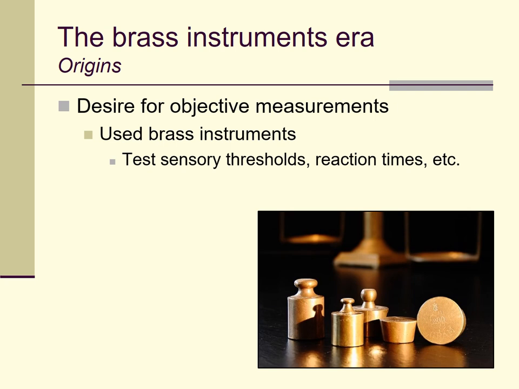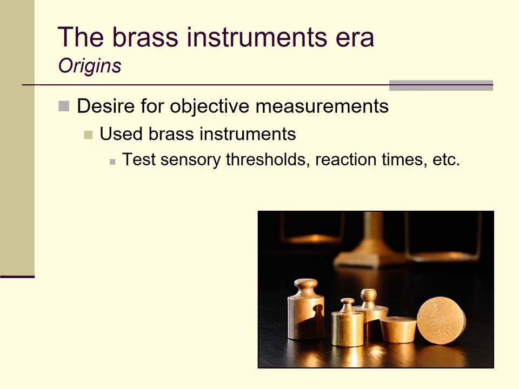So people in laboratories around the world, mostly in Germany, but ultimately in other countries, developed instruments often made of brass, weights, calipers, rulers, and the like, which they could use to measure things like sensory thresholds, reaction times, ability to distinguish between different masses or sizes, etc. And the idea was to use these instruments on a large number of people and measure the variability in people's abilities to perform these tasks using these brass instruments.